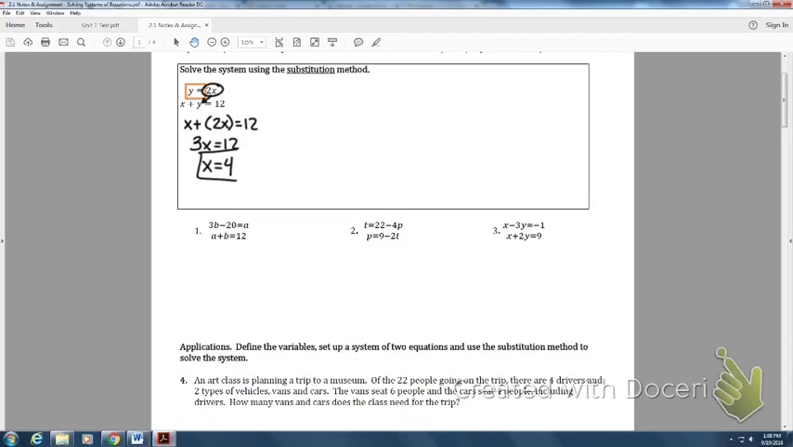Once I find one variable, how do I solve for the other? Plug it in. Just plug it back in. Okay. If I'm looking for y and I have an equation that is already set up as y equals, use that equation. That's going to save you some legwork. Okay. Then 2 times 4 is 8.